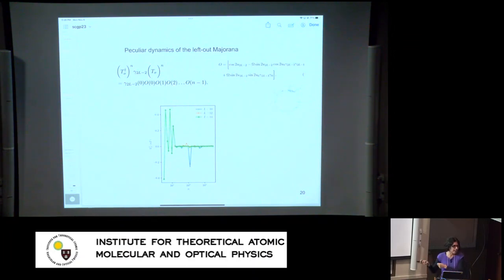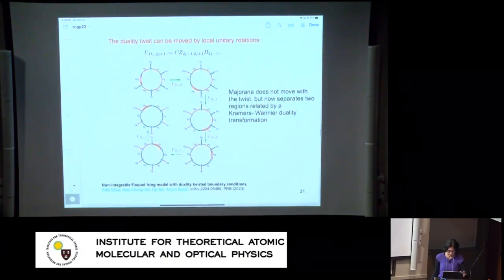It's not like it's another missing Majorana and the two of them are in the usual Majorana pairs that you get with open boundary conditions. The twist really does force you to have just one single Majorana.